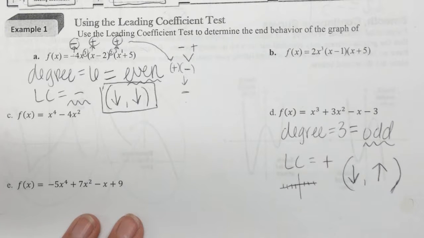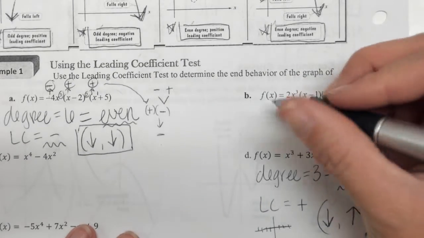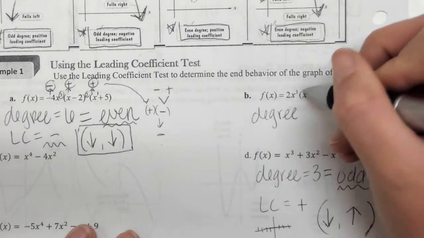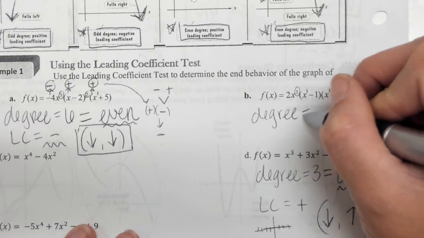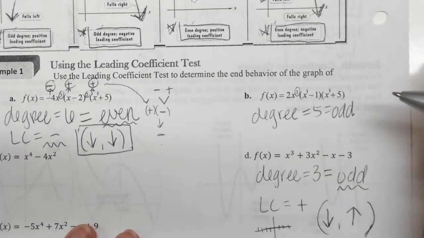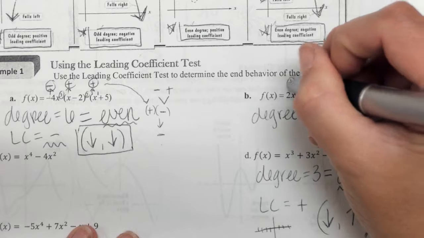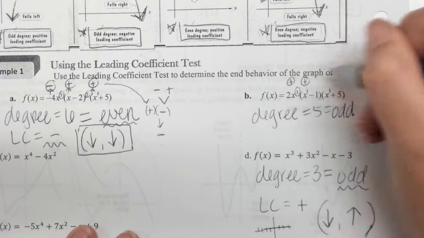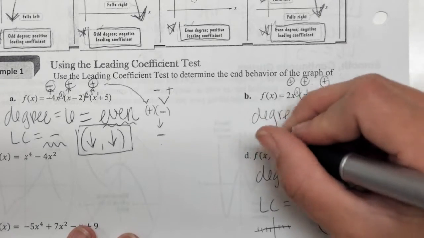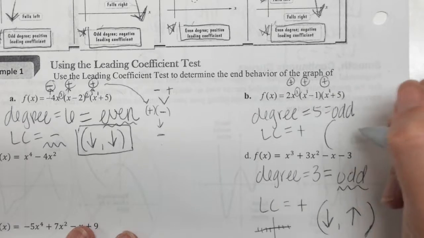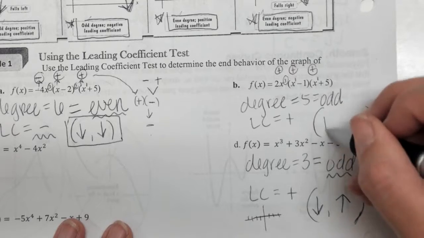Alright, let's do one more together. I'll just pick B. So the degree, I'm going to add together this 3, this 1, this 1. So 3 plus 1 plus 1, that's going to be 5, which makes it odd. And then I don't care about my leading coefficient, just the sign. So here's a positive 2, a positive 1 in front of this x, and a positive 1 in front of this x. So 3 positive numbers multiplied together is going to give me a positive leading coefficient. So this one's going to be the same as part D. It's odd and positive, so it's going to go down first, then up.